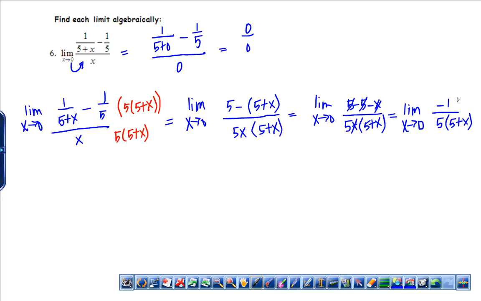Okay, so I've simplified all I can. So I'm going to keep going. I'm not writing my limit because I have no more simplifying. I'm now going to just plug in my 0. So I have a -1 over 5 and 5 plus 0. So I'm plugging in my 0 now. And that should give me a -1 over 25. And that's what I am approaching. My function is approaching -1 over 25.